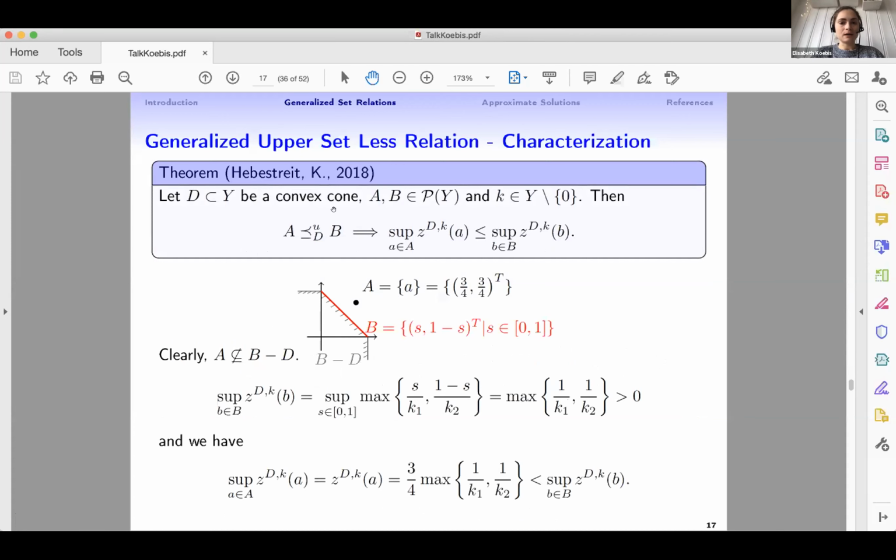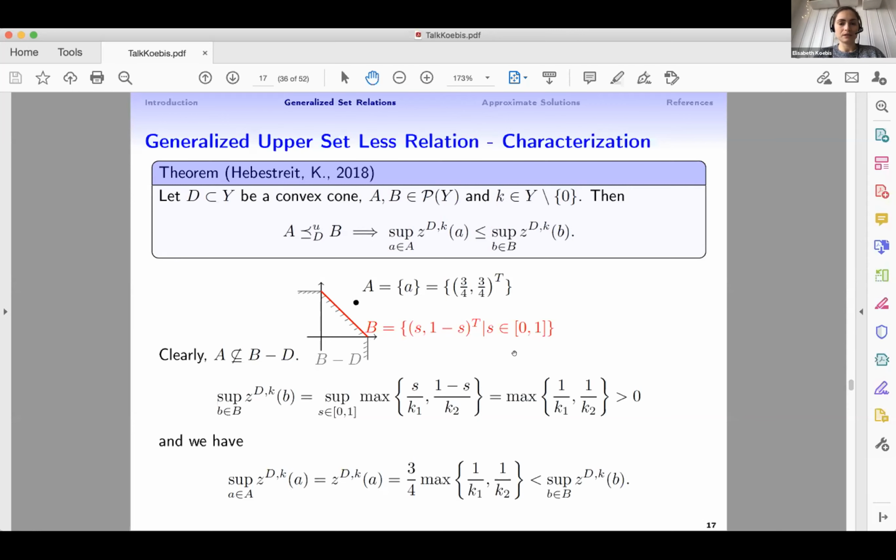So this is again the same theorem here, and this is just to show that the reverse implication does not hold even if the sets are convex. So for example, if we have here A as a single valued set, which is just one point, and B is this set here, the red line, and B minus D, where D is the natural ordering cone in R2 and this is just this convex set here, then obviously we have that A is not a subset of B minus D. However, this part here is fulfilled because we have the supremum of Z over B.